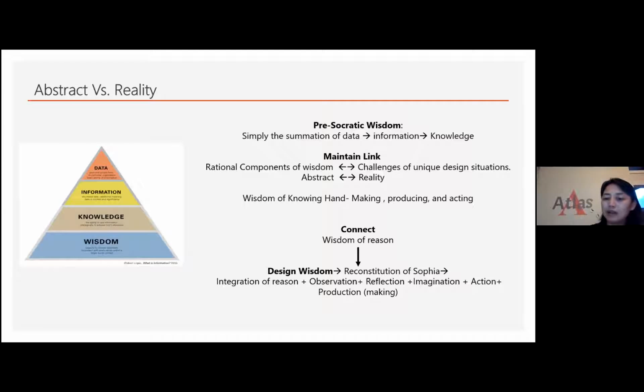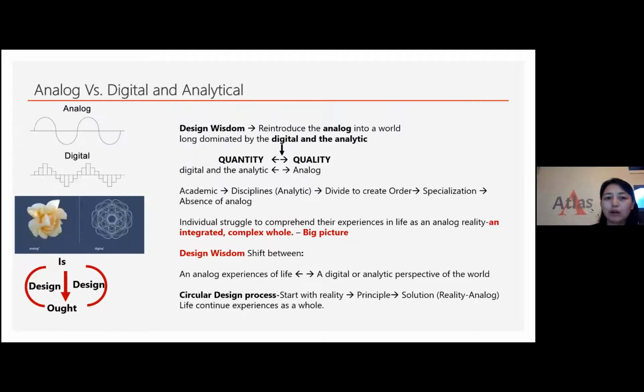That's actually our dilemma nowadays. That's why we cannot solve global warming or other problems, because rational thinking alone cannot really solve the real problem, the wicked problem. So the idea is to reconstitute Sophia, integrating reason, observation, reflection, imagination, action, and production. That's the design wisdom. That's where we have the opportunity to solve real-life problems.